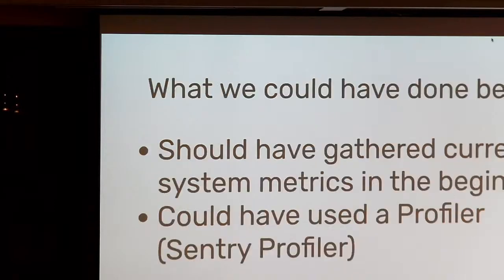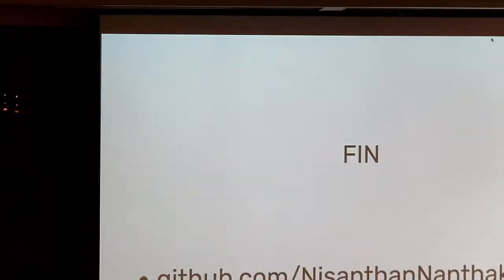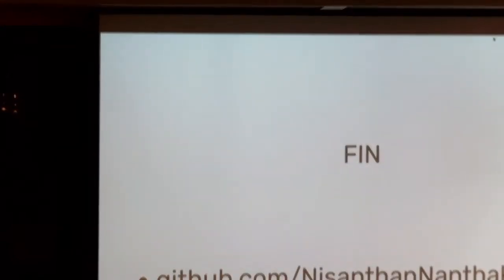What could we have done better? We should have gathered the current system metrics in the beginning. This was done ad hoc while I was making the Rust implementation. The second thing is we could have used a profiler to see where the code was slow. Sentry has a profiler now, FYI, but it doesn't work for celery tasks yet. I think that's upcoming, so I've let them know that this was a limitation. Yeah, that's pretty much it. Any questions?